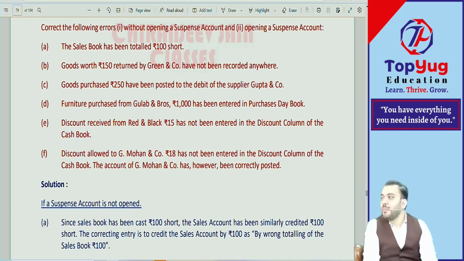Okay, fine. Speak. Suspense account debit to Gupta and Company. What amount? 250. Anyone want to do something more? Anyone to correct it?